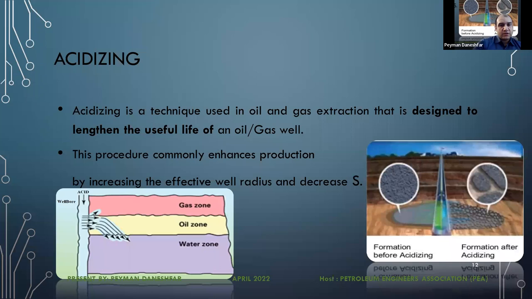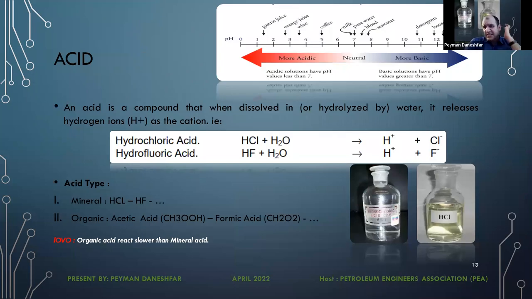You can see here one of these for carbonate, and this is for sandstone formations. What is an acid? These are the chemical part of our webinar. An acid is a compound that, when dissolved in water, releases hydrogen ions. You can see that we have some types of acid: mineral and organic. Mineral acids are HCl or HF. Organic acids are acetic acid and formic acid, as you can see.